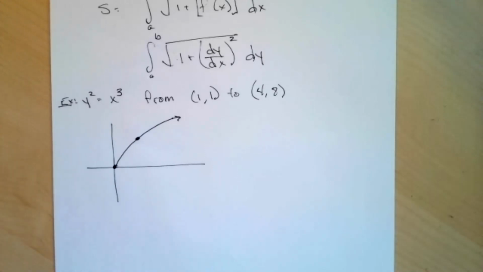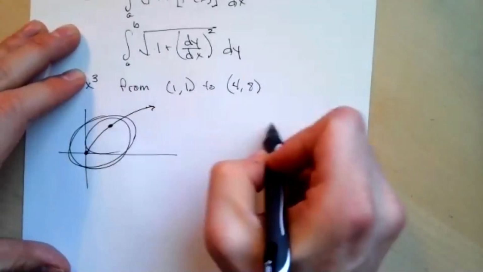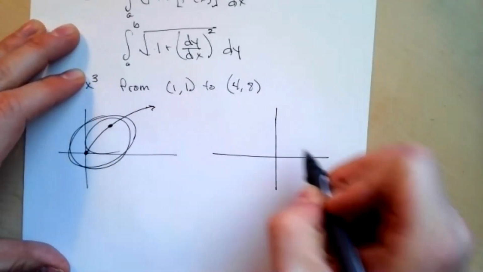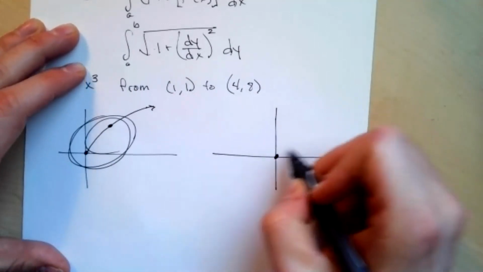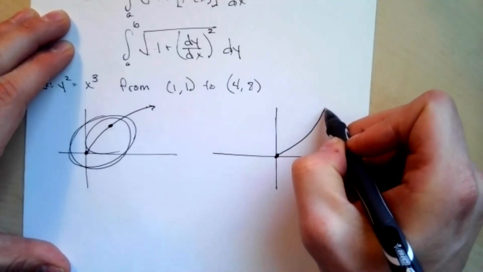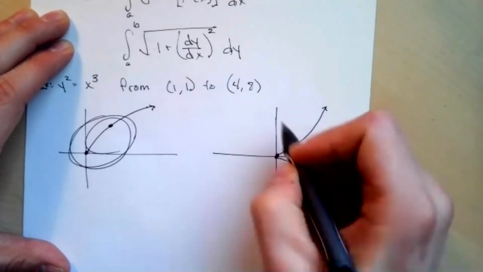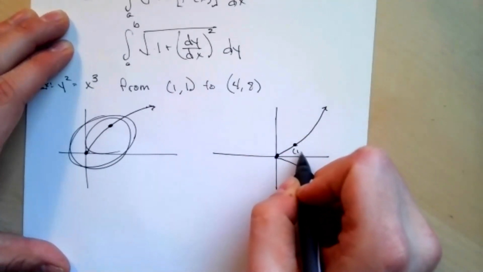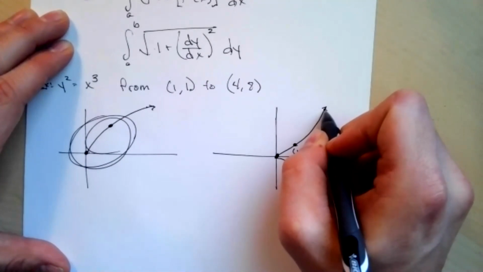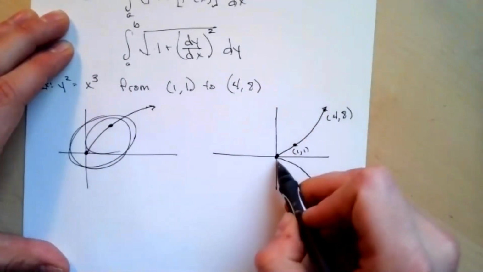Okay, so let me make sure I'm graphing this. X to the 3/2 should grow. I think I'm drawing it slightly backwards. I think we want to go this way. And we have a cusp this way. And since we are going from 1,1 to 4,8, we are only on this top half of the curve.